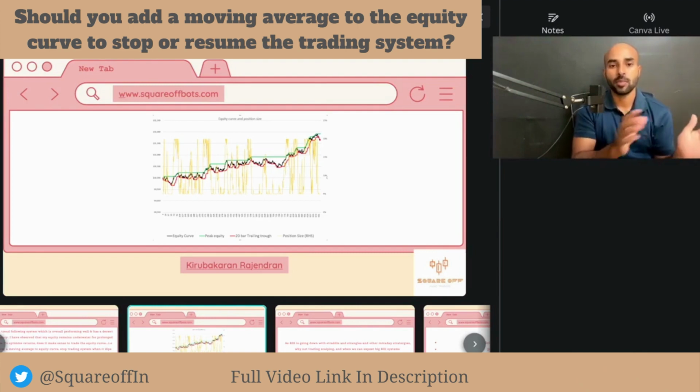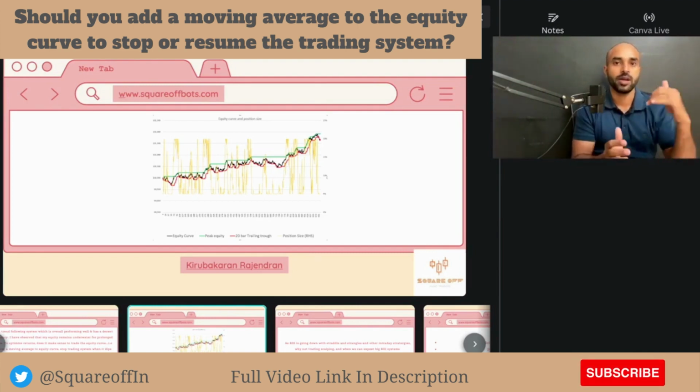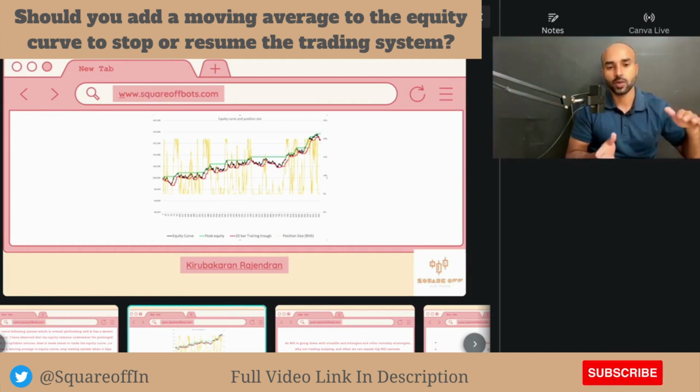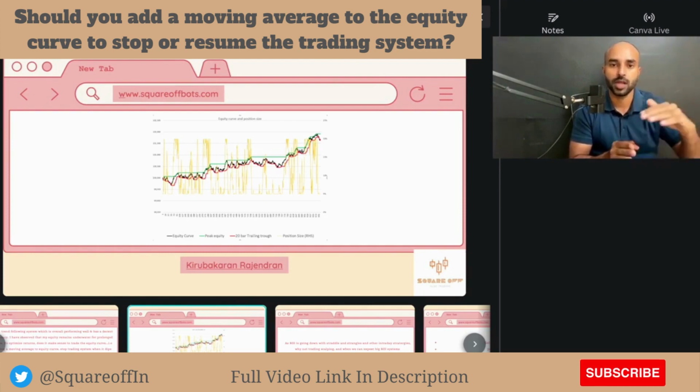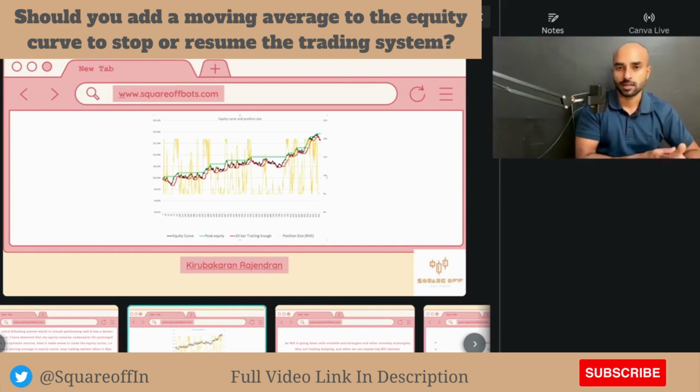So for that, he applied a 22-day higher high, just kind of a Donchian breakout. He applied a 22-day high and 22-day low to his equity curve. So whenever his system is near that 22-day high on the equity curve, he'll trade that system. If it goes and touches the 22-day low, then he'll stop trading that system. And that is how he used it.